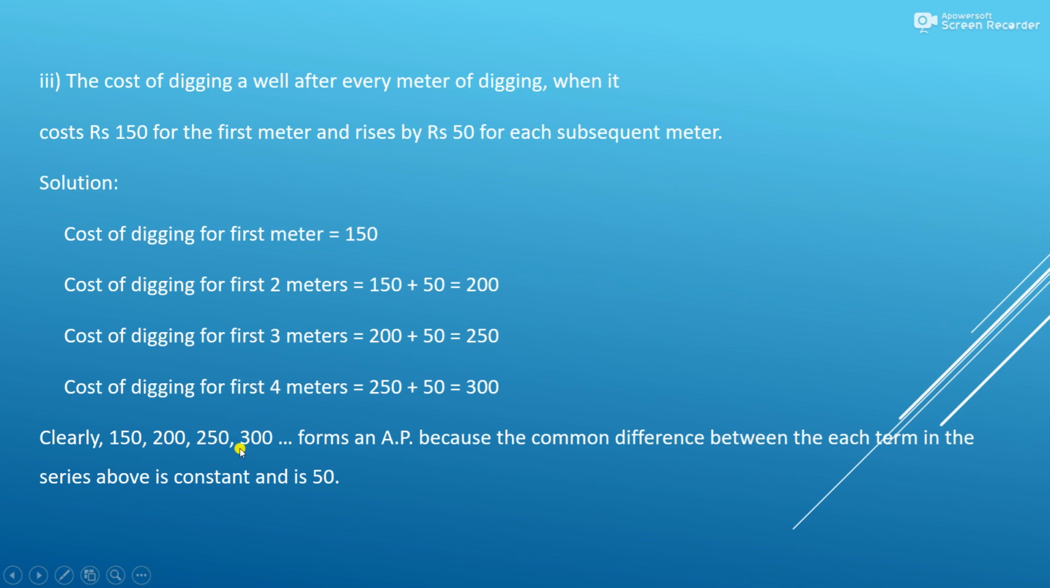Here the common difference, that is small d, is rupees 50. So it forms an AP. Clearly 150, 200, 250, 300 forms an AP because the common difference between each term in the series above is constant and it is 50.